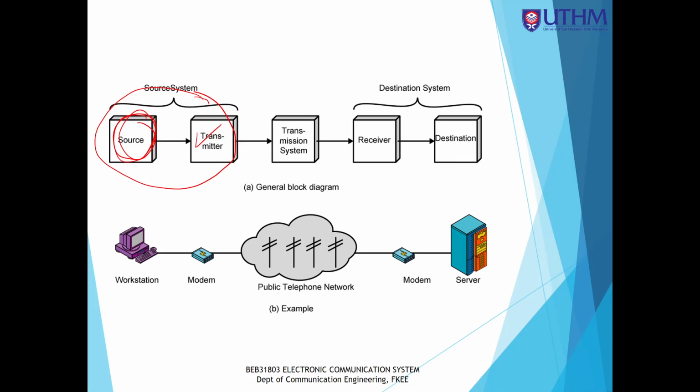Okay, so transmission system. This one, we can say, is the medium. It can be wired or wireless. And then we have the receiver. The receiver receives the transmitted signal and converts it into the original input signal. So the job of the receiver is to convert the received signal into a suitable output.